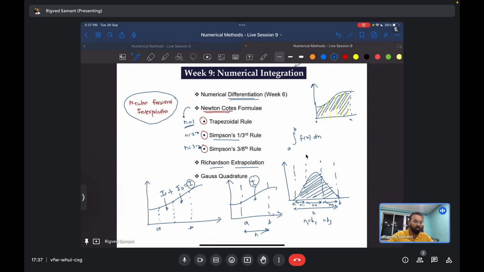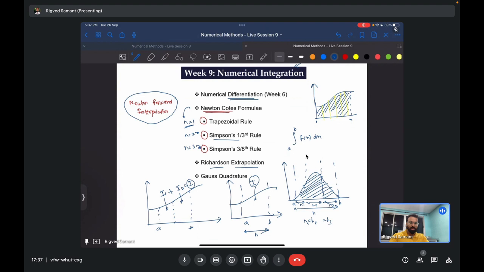For, let's say, the trapezoidal rule, you will do it for one interval, then for two intervals, and so on. And using the extrapolation, the final values that you have got, you will substitute in that extrapolation formula and get down to the final value. So that is one method.